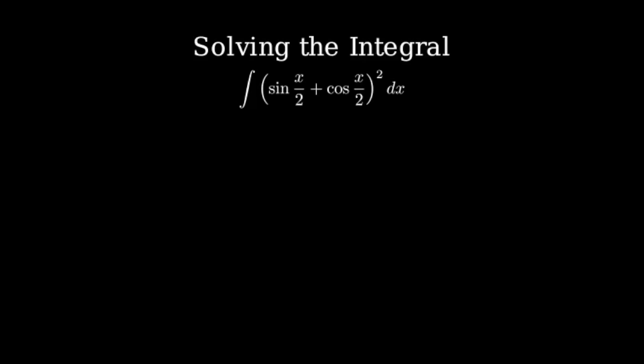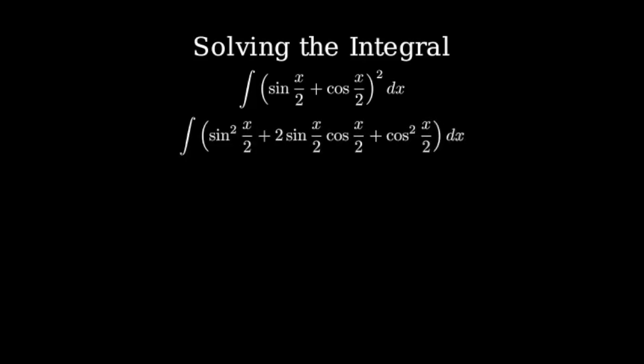Using the FOIL method, when we square sine x over 2 plus cosine x over 2, we get sine squared x over 2 plus 2 times sine x over 2 times cosine x over 2 plus cosine squared x over 2. Now let's use the Pythagorean identity.